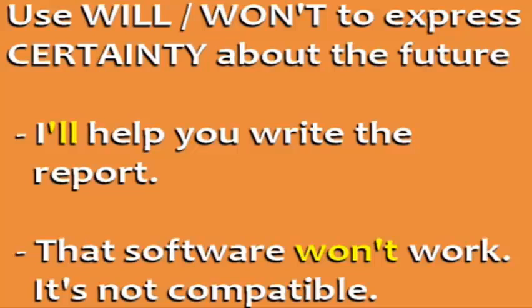Use will and won't to express certainty about the future. I'll help you write the report means I promise to help you write the report. That software won't work. It's not compatible with the computer. This means I am certain that the software will not work.